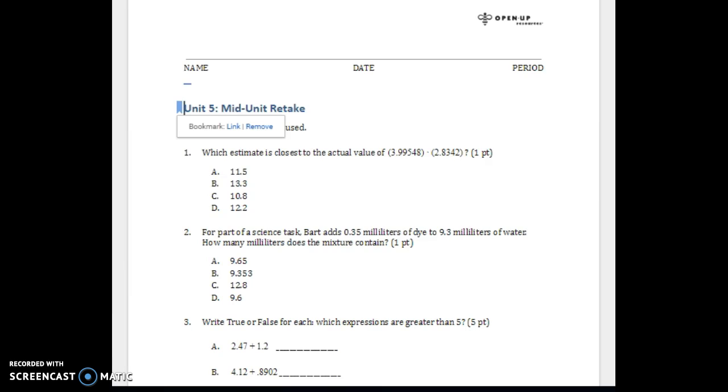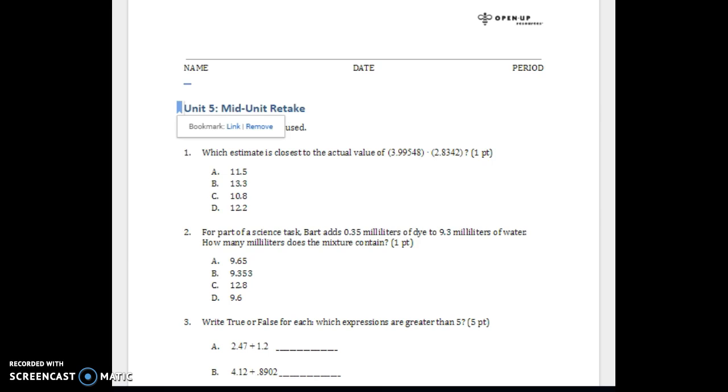Question 1. Which estimate is closest to the actual value of 3.99548 times 2.8342? A. 11.5, B. 13.3, C. 10.8, D. 12.2.